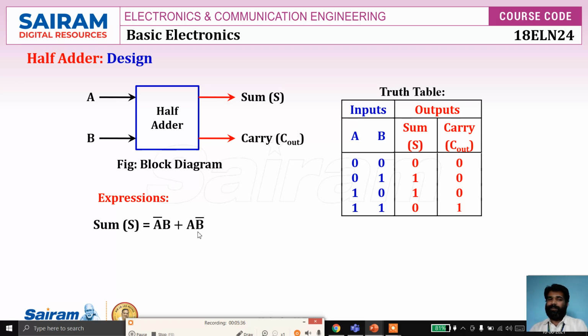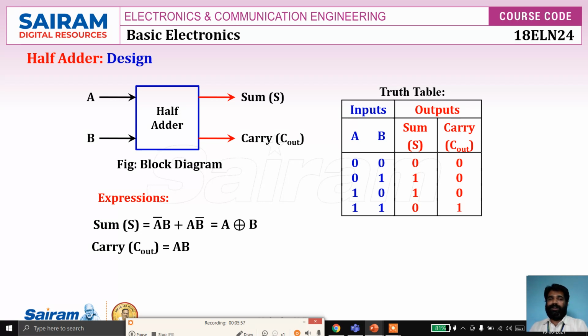A bar B plus A B bar is the expression, and we know this is the exclusive OR operation. So A XOR B is the sum expression. Similarly, for C out, we have only one output that is 1, and the corresponding combination is A is 1, B is 1. So the expression is AB. These are the two expressions.